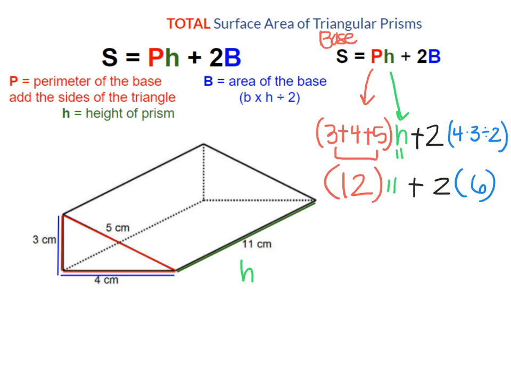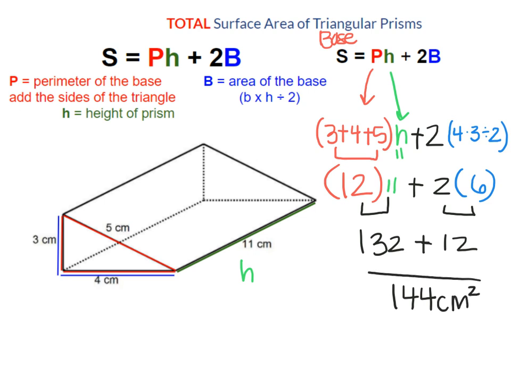Okay. When I multiply 12 times 11, I get 132. And when I multiply 2 times 6, I get 12. So I'm essentially just adding those together. 132 plus 12 is 144 centimeters squared for the total surface area of this triangular prism.